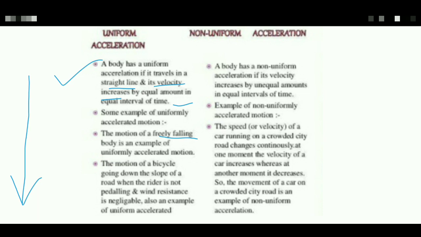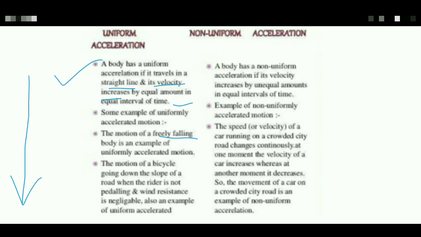Another example is the motion of a bicycle going down a slope. If we are going down a slope without pedaling, at that time we are moving with a uniform acceleration.